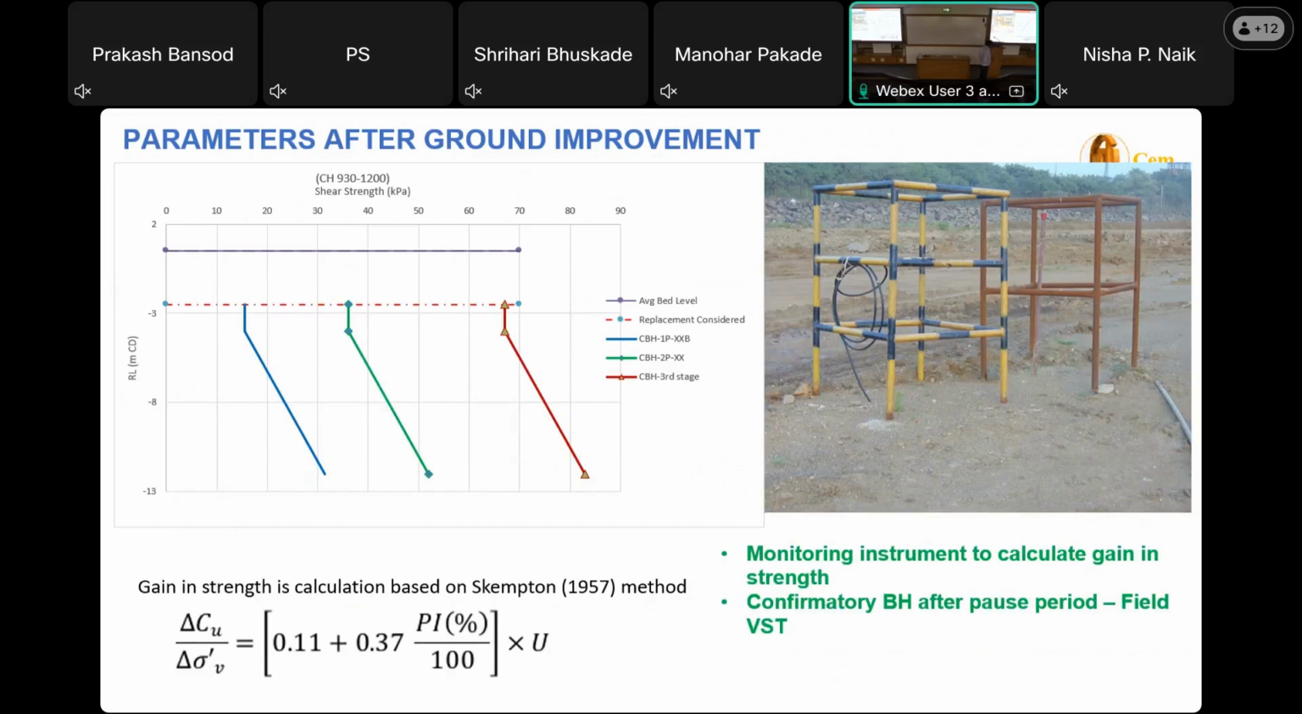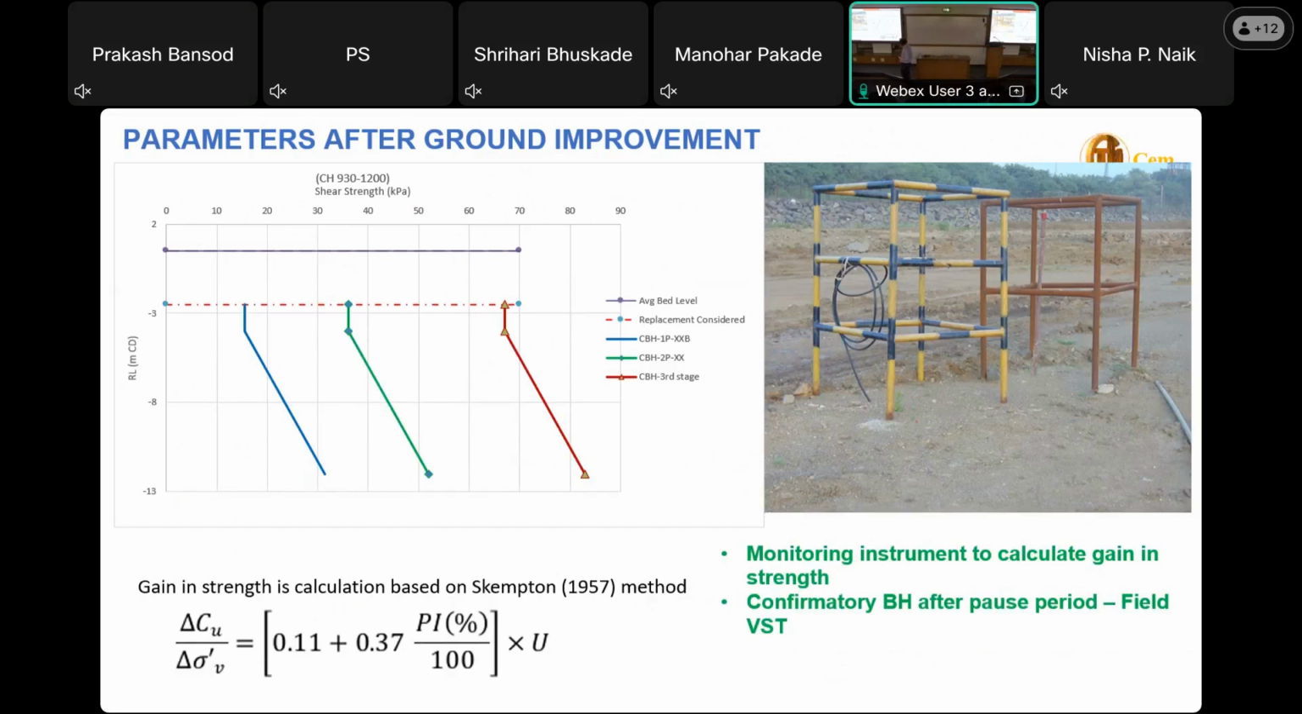These are the parameters we have done for each stage. What was our design requirement? This is the minimum requirement we have carried out in each stage. Before going to the next stage, our strength is supposed to be this, and then blue for the third stage, and finally it is after ground improvement.